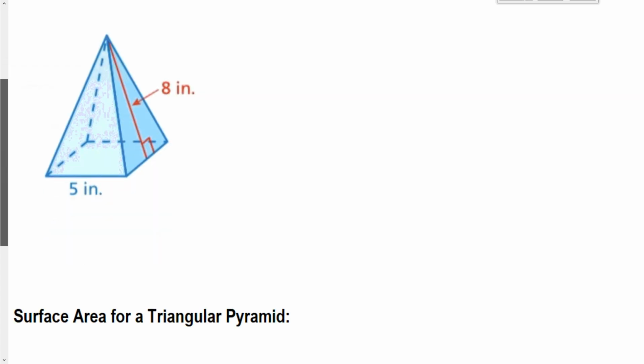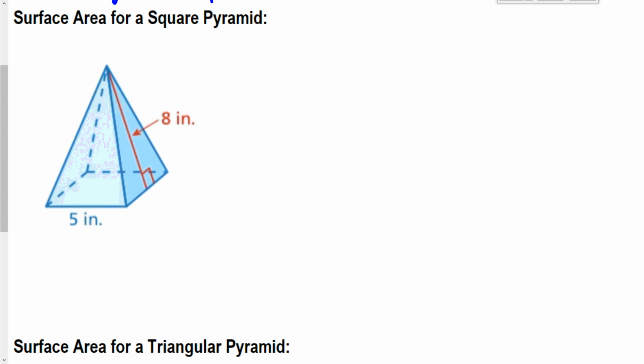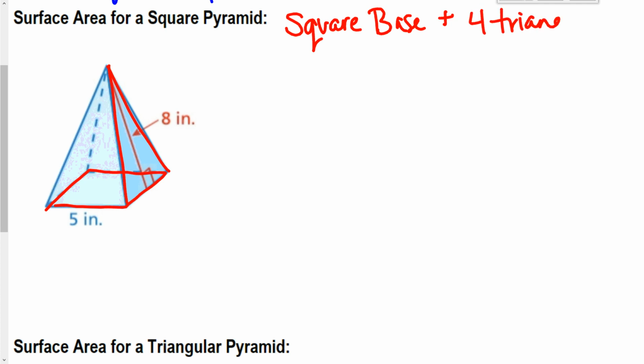So the first one is our square pyramid. And I know it's a square pyramid because when I look at this base, it's a square. So in a square pyramid, you're going to have a square base, and you're going to have four identical triangles. That's what you have here. Same process as before: you find the area of each, add together. So I'm going to find the area of this square base, which I know is going to be 5 by 5.